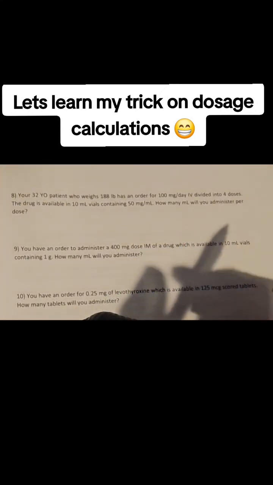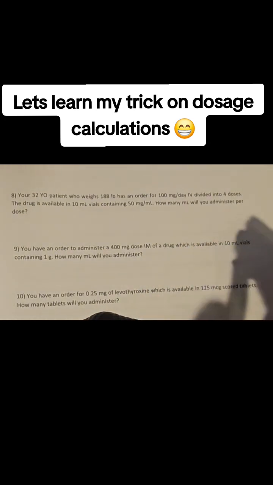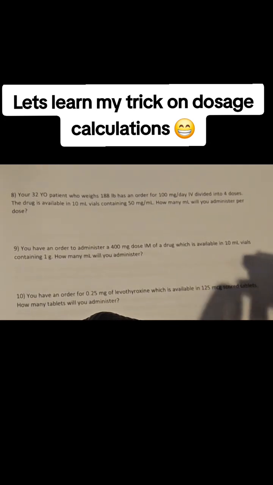So we're going to start with the first question to tell you my trick on how to keep getting these questions right on dosage calculation. Sorry about that. I was trying to text it, but I think it's better if I just do it visually. So here's question A. It's just an example question.